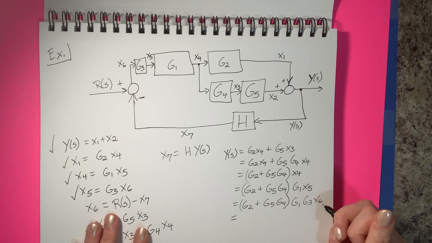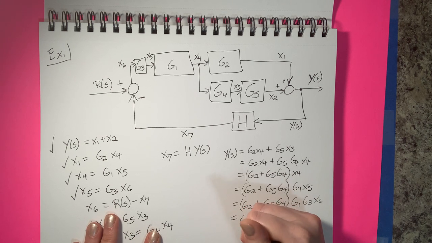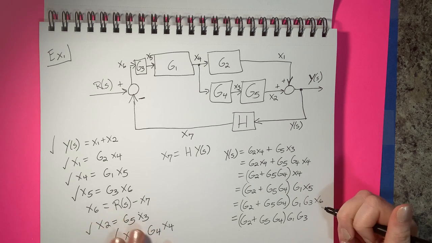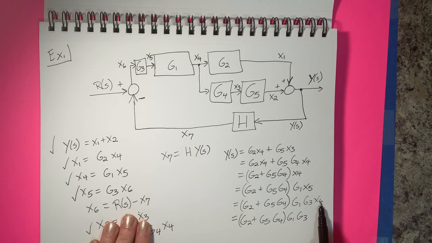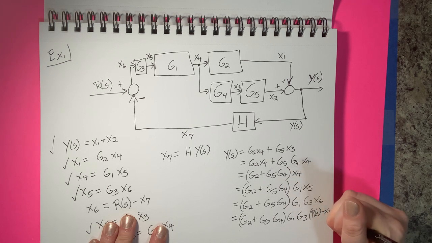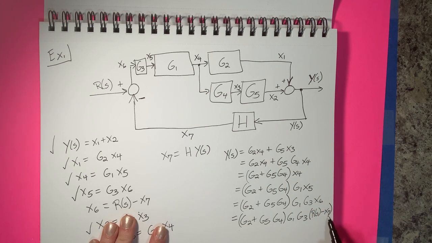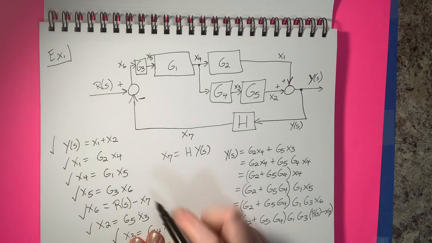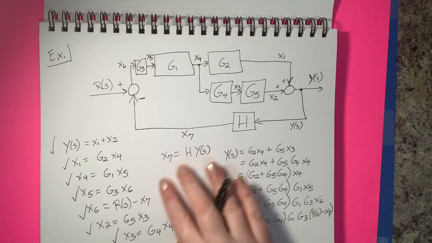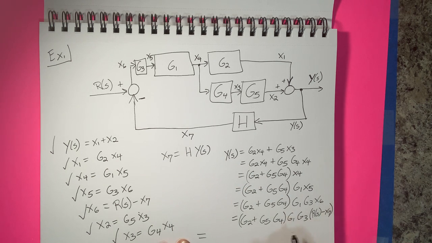Making that substitution for x6, we now have g2 plus g5, again copying that coefficient, g1, g3. And now we make that substitution for x6. So it is r of s minus x7. So that's great. That's a great sign. See x7, because that is our last equation. All right. So I'm going to write this line down here, and then we'll carry it up to this empty space that we've left.